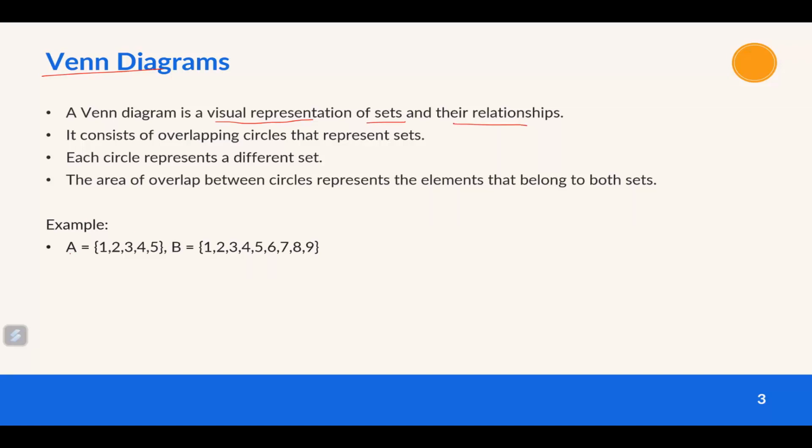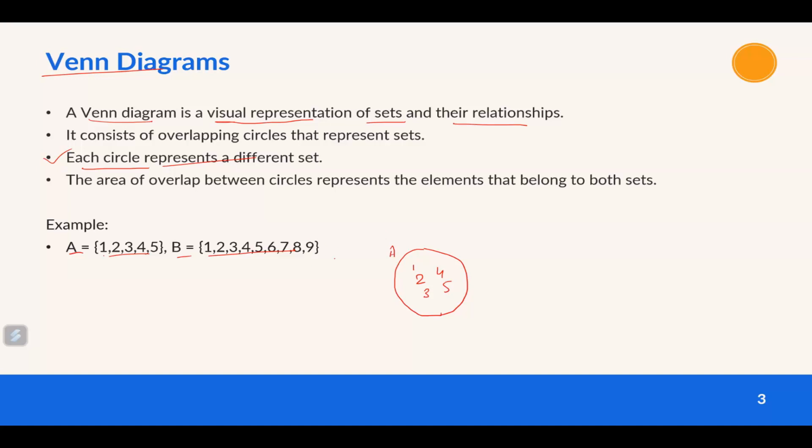So, I have taken here two examples of sets, set A and set B, and the set A consists of these elements and the set B consists of these elements. So a Venn diagram is a visual representation of the set. Generally we draw this in a circle. If you see the third point, it says that each circle represents a different set, and these elements of the set are written inside this circle. So 1, 2, 3, 4, and 5.